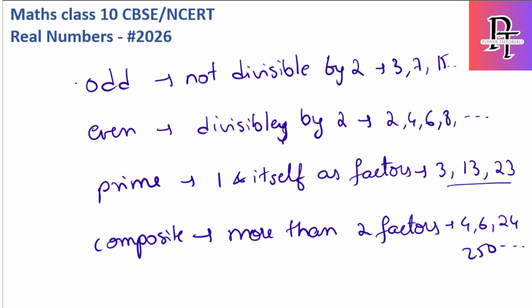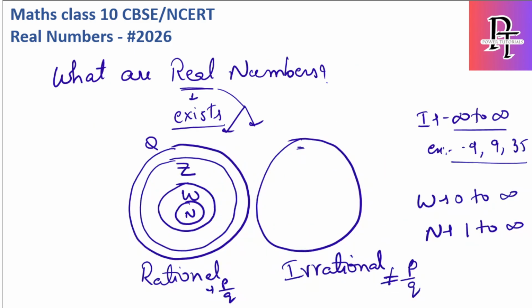So we have different sets. Odd numbers are not divisible by 2, like 3, 5, 7, 9, 11, 13 and so on. Even numbers are divisible by 2, like 2, 4, 6, 8 and so on; whichever number is in the table of two, that is an even number. Prime numbers have 1 and itself as factors; we'll discuss factors again. And then we have composite numbers which have more than 2 factors. Okay, so I hope you understood the revision of all these topics.